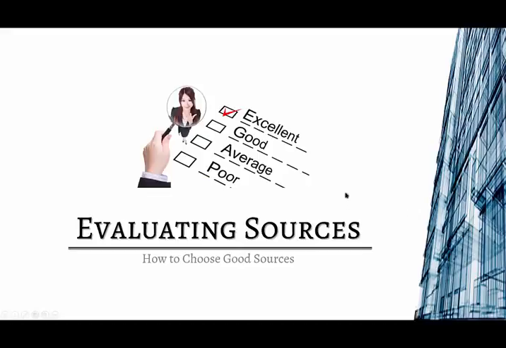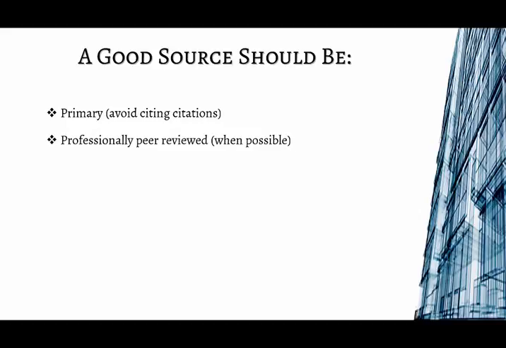All right, let's look at some types of sources that we can use in the finance field. You've probably heard of a lot of different ones, but your sources, whatever they are, you should be finding sources that are primary. So you don't want to cite somebody else's citation. Go directly to the source whenever possible. Anytime you can find sources that are professionally peer-reviewed, that's great. Examples of that are academic journal articles.